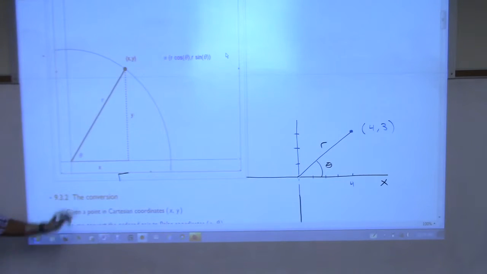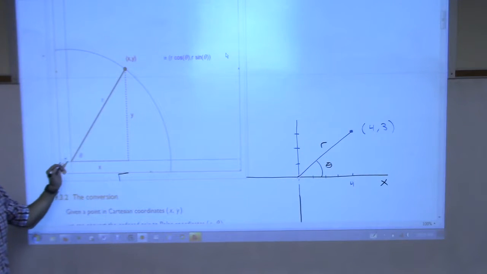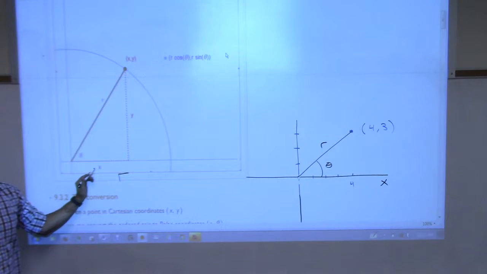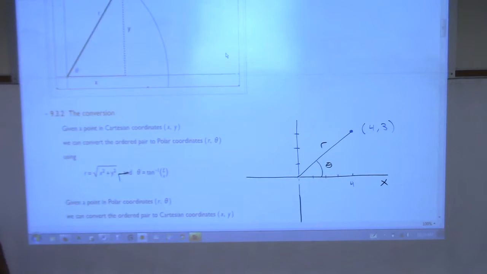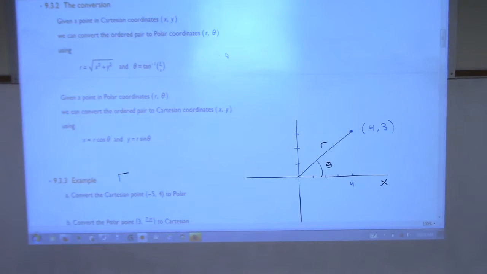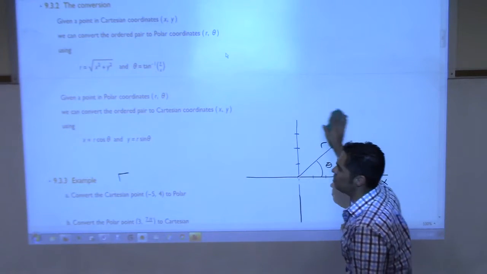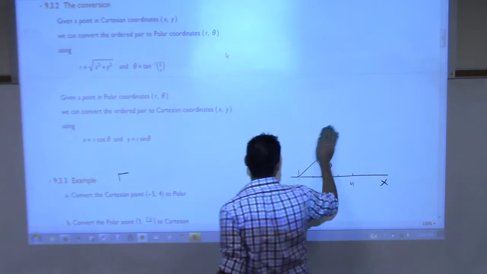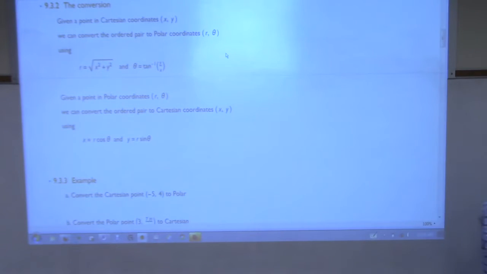Also, if I want to know the angle, I just need to take the arctan of y over x, because tangent of theta is y over x. So the arctan of y over x would be theta. And if we are given a polar coordinate and we want to convert it to Cartesian, we have x equals r cosine theta and y equals r sine theta. Those are things we already developed when we drew our right triangle earlier.